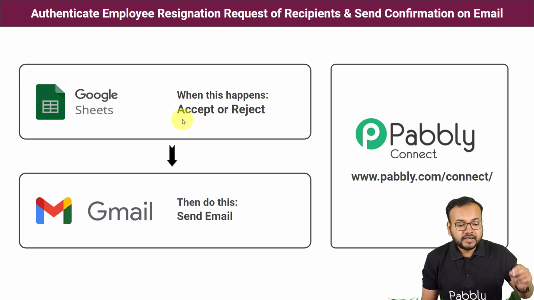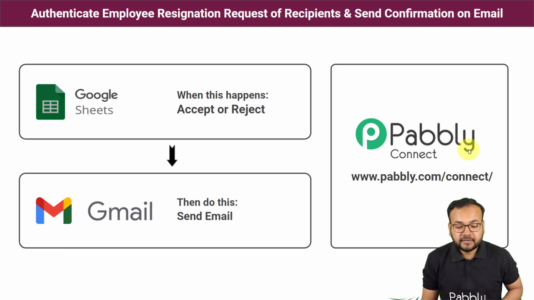if you enter accept, the acceptance or approval email will be delivered automatically to that person via Gmail, or if you enter reject, a rejection email is going to be delivered automatically to that person via Gmail, and this is going to happen automatically.